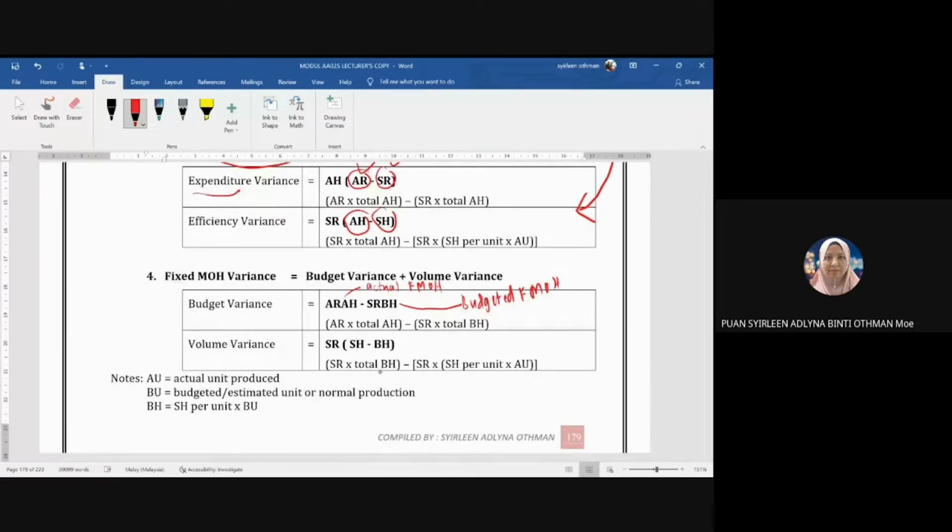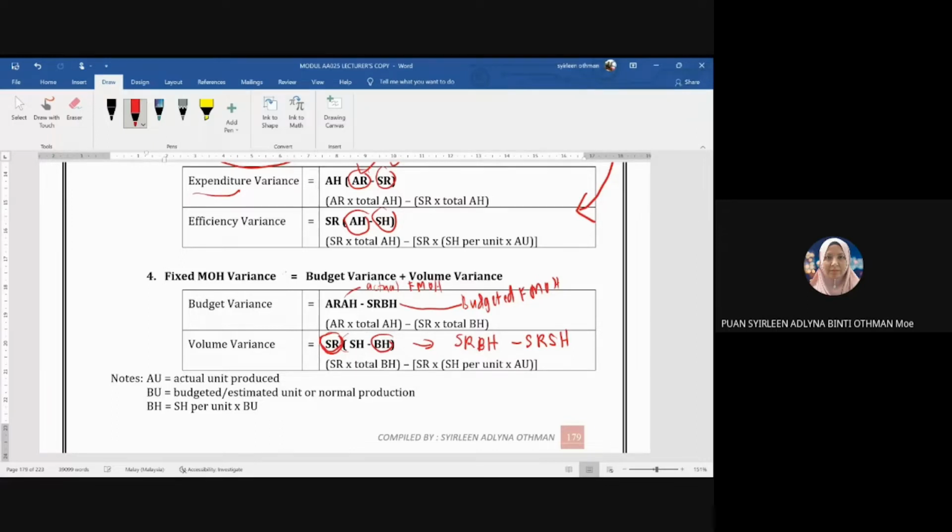Okay, so untuk volume variance, untuk fixed MOH, you akan guna formula standard rate. Okay, standard rate ni tak sama dengan standard rate dekat atas. Standard rate dekat atas merujuk kepada standard rate untuk buruh. Yang standard rate di sini merujuk kepada standard rate untuk fixed MOH. So dalam bracket tu is standard hours minus budgeted hours. Okay, so yang ni kalau madam expand, dia akan jadi SR BH tolak SR SH. Okay, yang ni saya tak susun betul-betul daripada formula so that it's easy for you to remember.